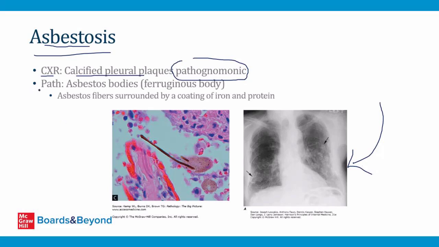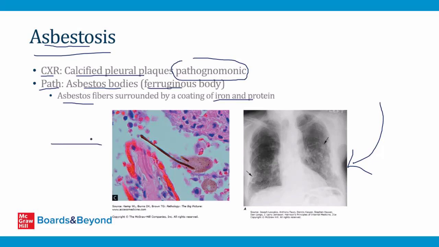And then in terms of path findings, if you do a bronchoalveolar lavage or you look at a sputum sample, you can sometimes see asbestos bodies, which are also called ferruginous bodies. The word ferruginous means containing iron. And so what these are, asbestos fibers surrounded by a coating of iron and protein that comes from macrophages.